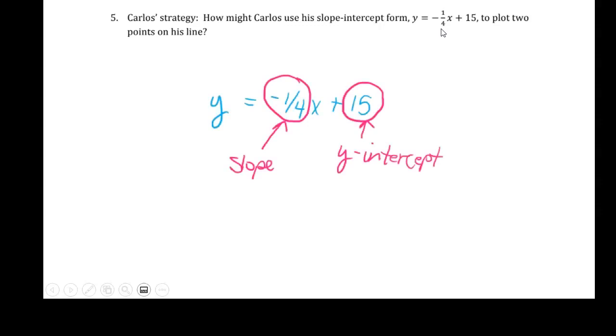For problem number 5, we're being asked how we would be able to use Carlos's slope-intercept form to plot 2 points on his line. Well, we know that the x and y intercepts of a line represent situations where one of the quantities represented by an ordered pair, xy, is 0. The slope of a linear equation represents a rate of change, such as the exchange rate between cats and dogs. And so in this equation, we know that our slope is negative 1/4, and our y-intercept is positive 15.